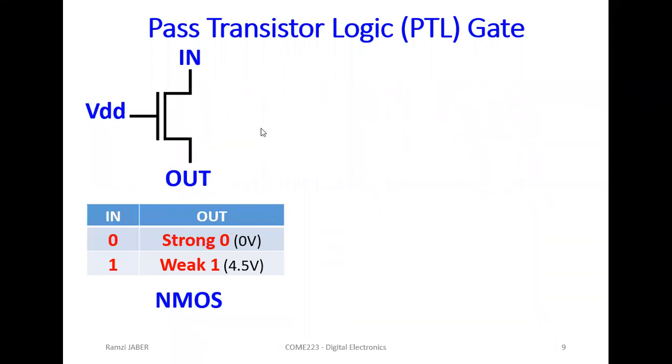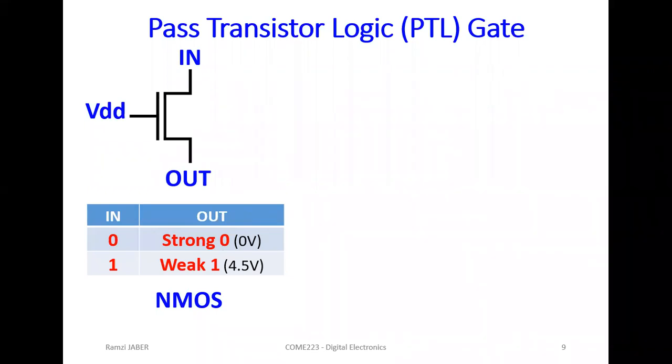Okay, so here, if the input is 0, low voltage, and the transistor is always on, then the output will be 0. The 0 will be transferred from here to here, still 0 volt. So 0 volt will end by 0 volt. This is strong 0.